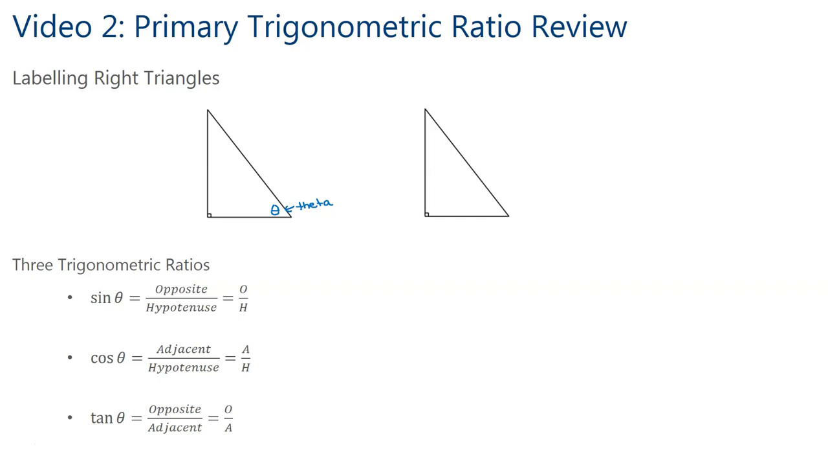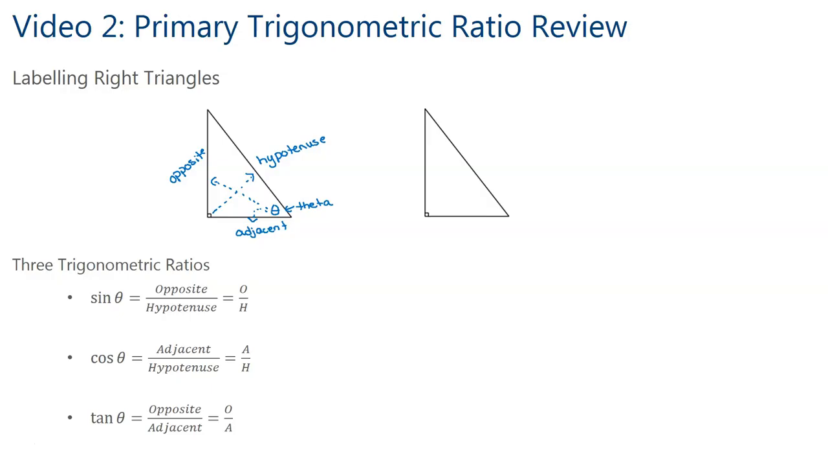Now the side that's across from the 90 degrees is called the hypotenuse, just like in the Pythagorean theorem. The side that's across from the angle theta is called the opposite. And the side that's next to the angle theta is called the adjacent.